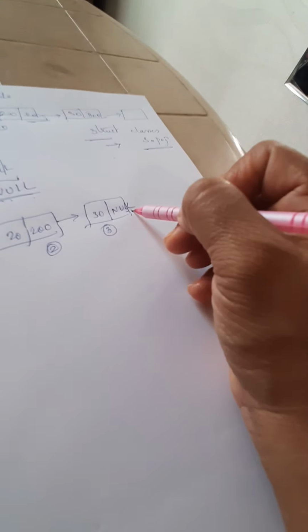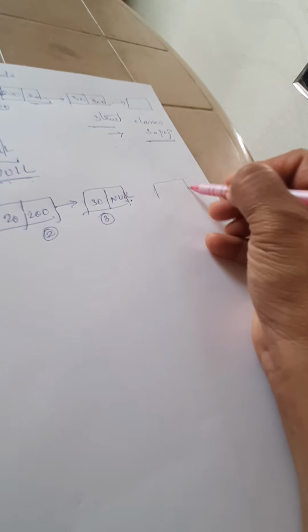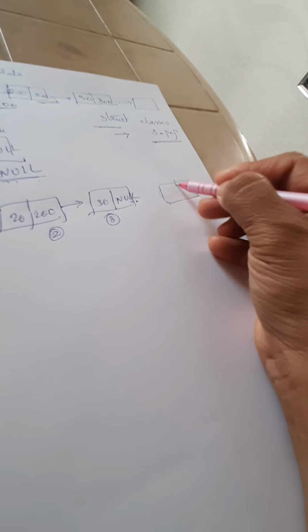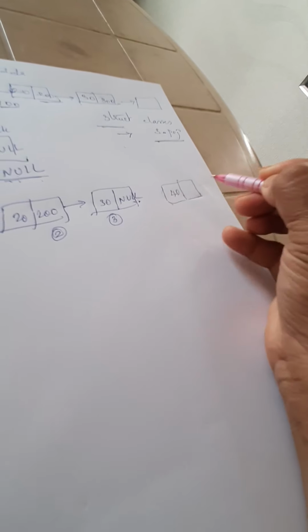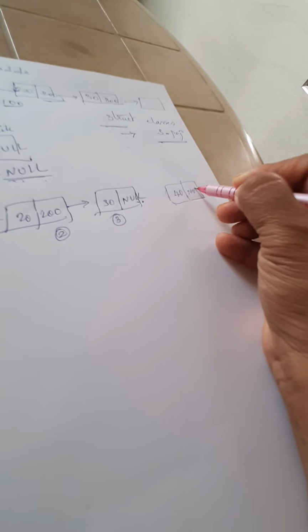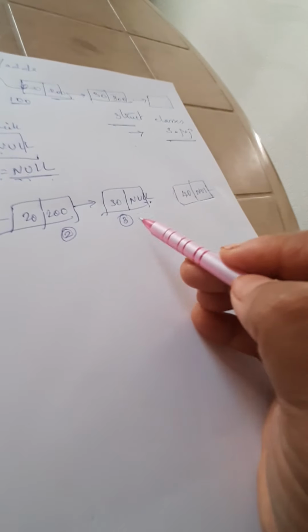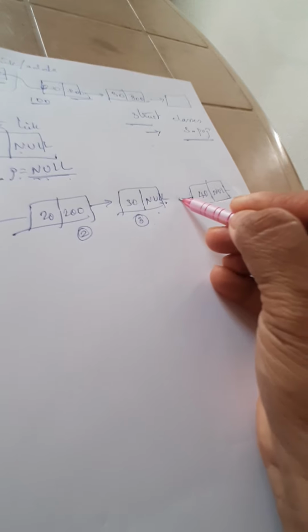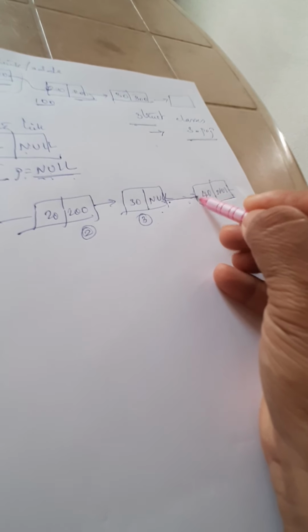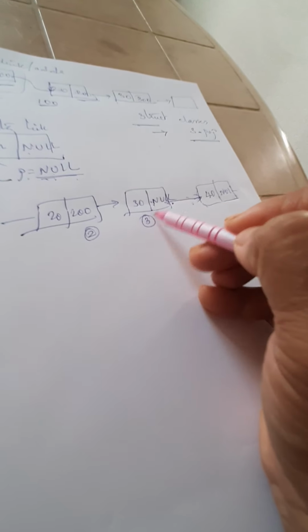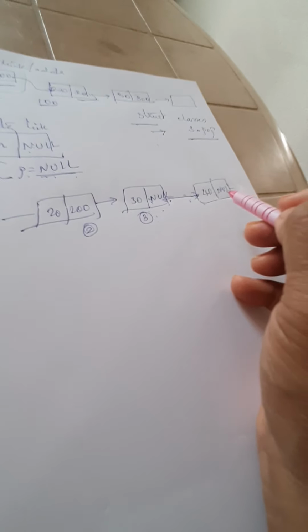So what you have to do? You have to add a new node here. That node should contain the new element that is to be added, and the address of the new node should be null, because you are going to add the address of the new node into this particular node, that is the third node. So what you have to do for that?